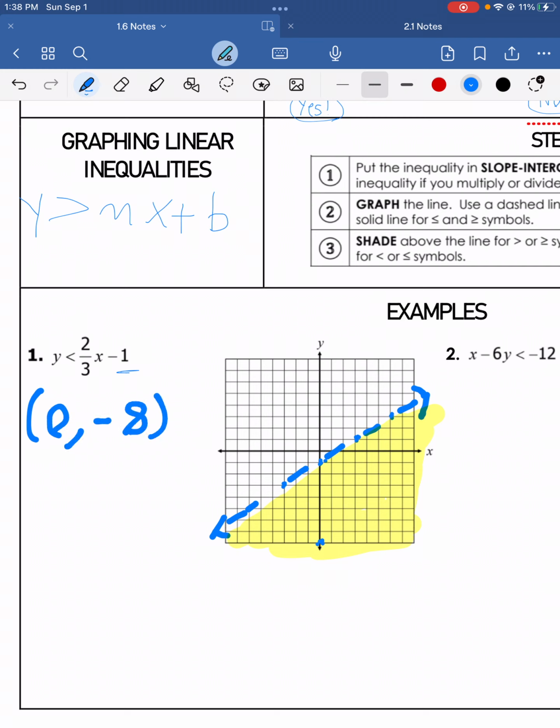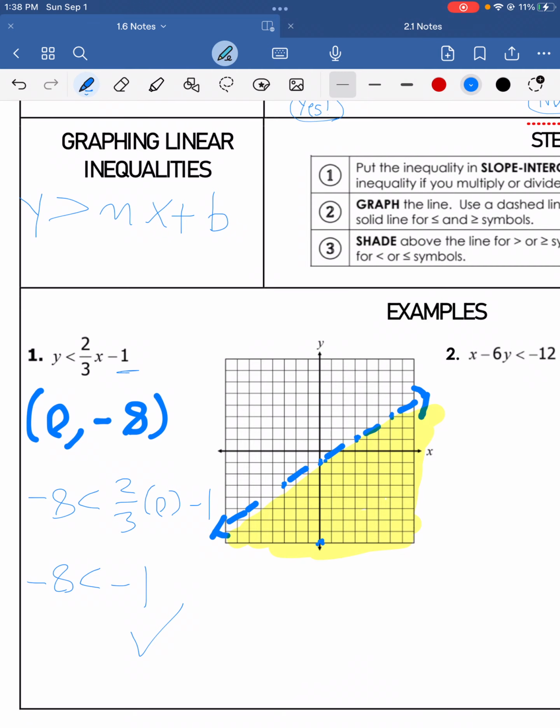Okay, so we're going to test if that is a solution. When I plug it in, I get -8 is less than 2/3 times 0 minus 1. Well, 2/3 times 0 is just 0, so we get -8 is less than -1, which is true, okay? So that is the solution. I did shade correctly. So if you want to make sure you shade it correctly, just pick a point on the area you shaded, and then you can check.